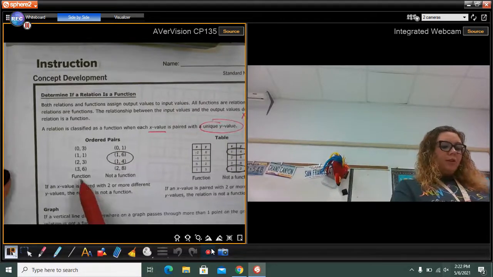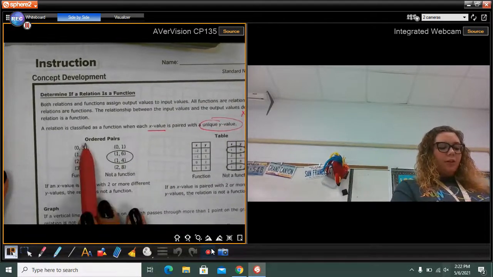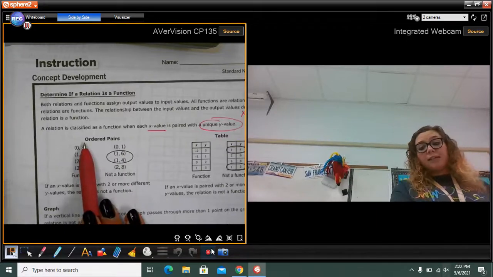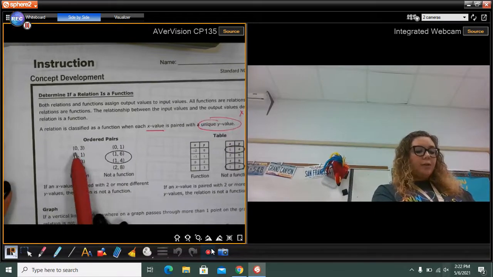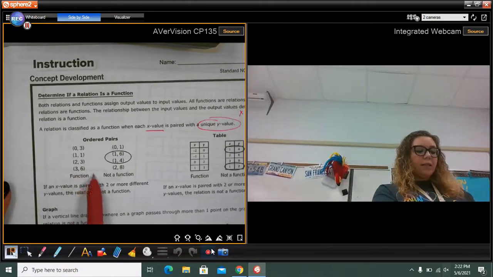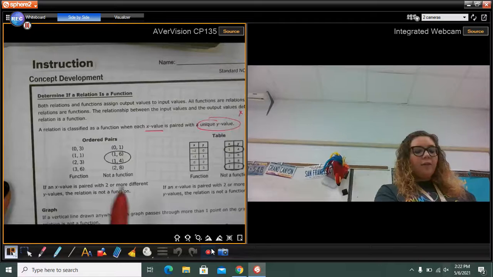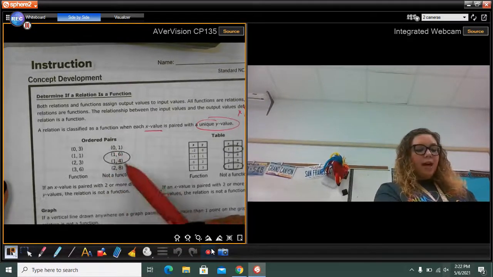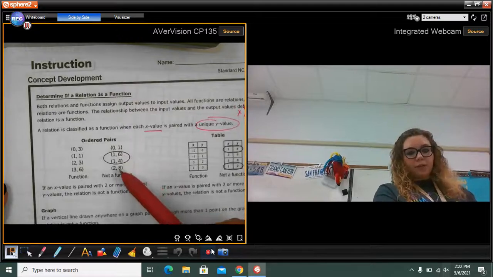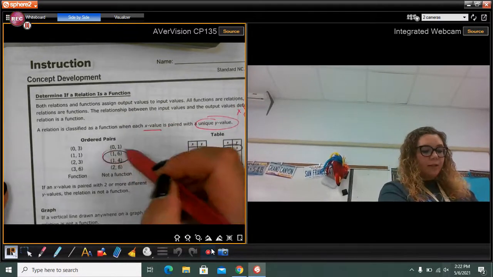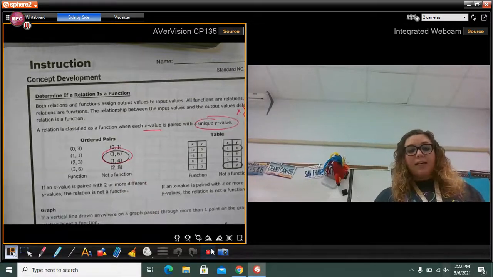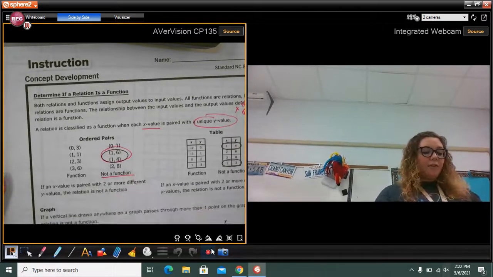These are all examples of functions. If you look, all the x values are different, and that's a good sign that it is going to be a function. The 0 is paired to 1, 1 is 1, 2 to 3, and 3 to 6. This is a function. However, if your x repeats, do I have any repeating x values? I do, right here. Now look at my outputs. Are there two different outputs? Yes, so this is not a function.